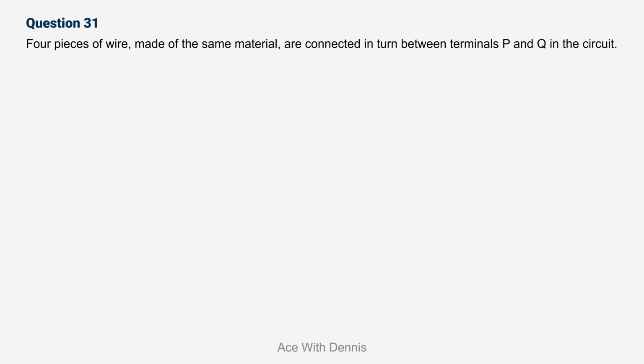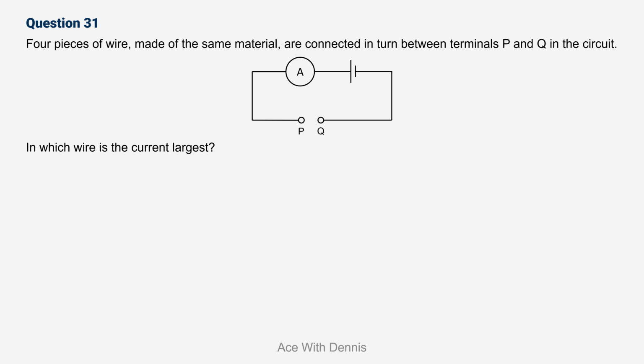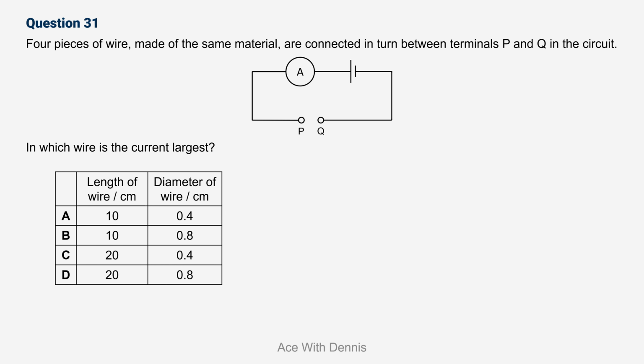Question 31. Four pieces of wire made of the same material are connected in turn between terminals P and Q in the circuit. So here is the circuit. In which wire is the current largest? So here are a few options where we will change the length of the wire and the diameter of the wire. Okay, so we can have the length of wire either 10 centimeters or 20 centimeters, and the diameter of the wire is either 0.4 centimeters or 0.8 centimeters.